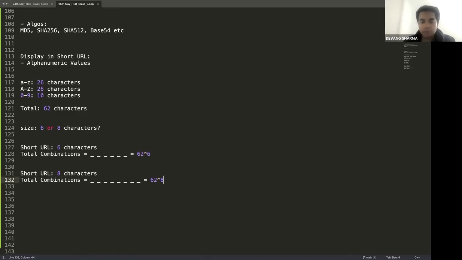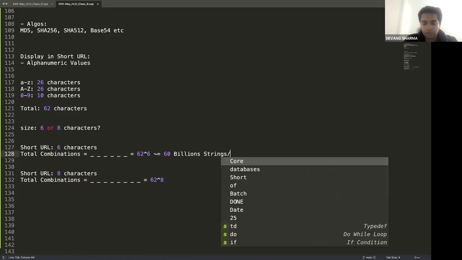If you choose 6, it will be 62 raised to the power 6. If you choose 8, it will be 62 raised to the power 8. Now coming to a decision, should I stick to 6 or should I stick to 8? That decision is right here on your screen. 62 raised to the power 6 is roughly 60 billion strings.